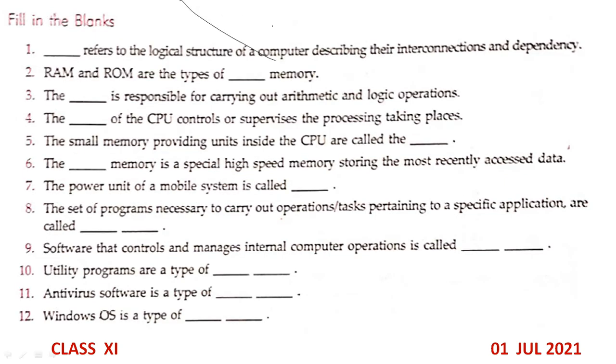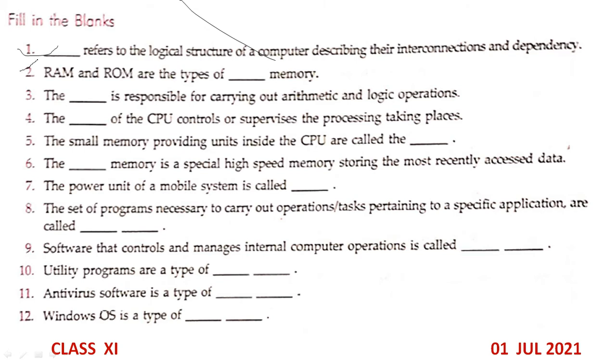Now fill in the blanks. Let us see the suitable words we have to fill. The first question: dash refers to the logical structure of a computer describing their interconnections and dependency. Which may be the suitable word for this? Block diagram. Block diagram of a computer refers to the logical structure of a computer describing their interconnections and dependencies.